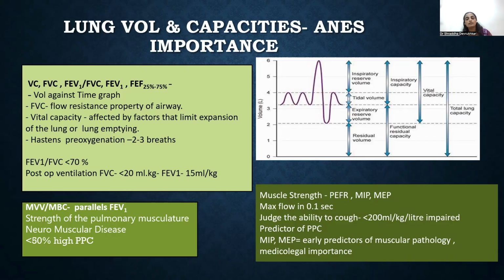Your MIP and MEP are early predictors of muscular pathology. Especially in diaphragm paralysis, if you are doing some cervical spine surgery and there is diaphragm paralysis, and you have a PFT done where MIP and MEP were normal before, and post-operatively a patient claims obstruction and breathing difficulties due to some surgical injury, then they can put up a medico-legal case, and this can prove that it happened during surgery.